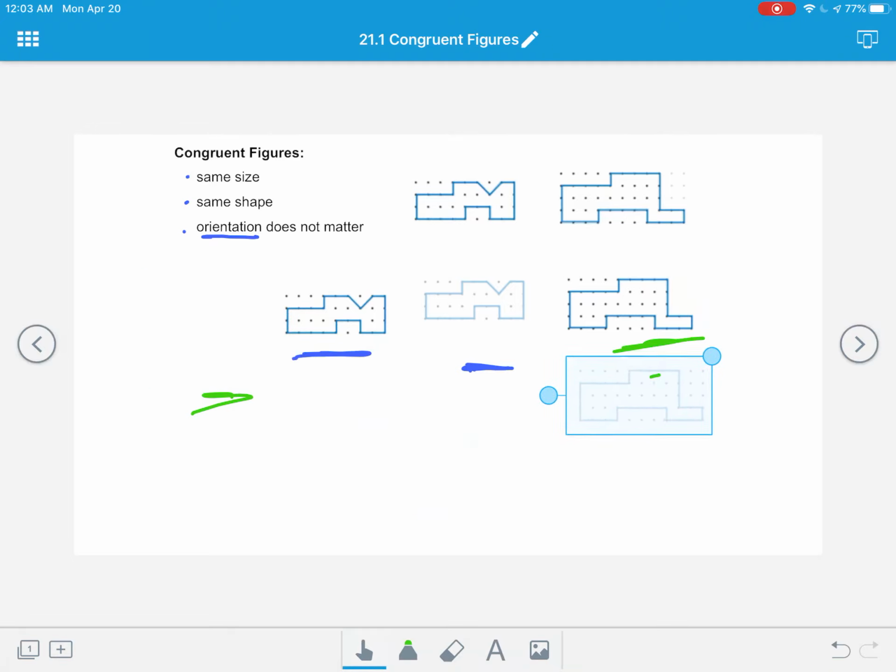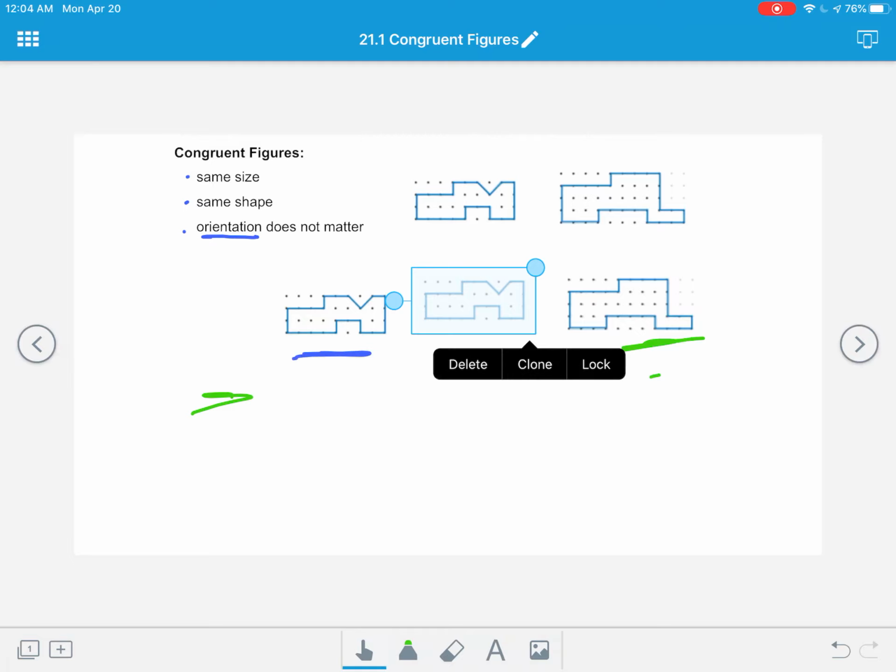So what I'm going to do, I'm going to stack this one right on top of the other one that it appears to be the same shape to see if it's the same size. So do you see if I stack that up there, it lines up perfectly. That means that these two figures are the same size and the same shape as each other.